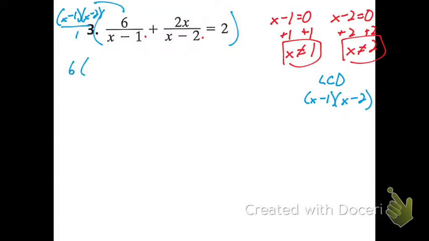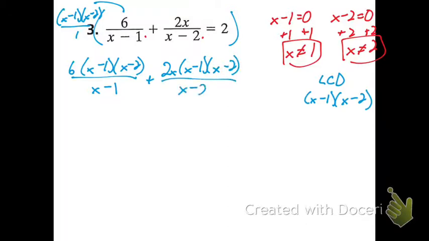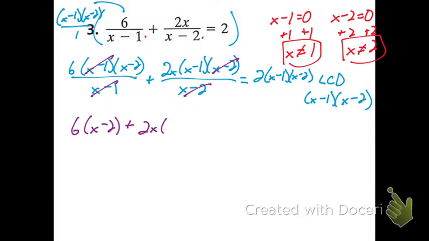I'm multiplying these two. 6 parentheses x minus 1, x minus 2, all over x minus 1, plus 2x, and then x minus 1, x minus 2, all over x minus 2, and then I have 2 parentheses x minus 1, x minus 2. All right, let me change color so it doesn't bleed over there. So, where things go, we have these two going, those two going. All right, those two are gone. So now I have 6 parentheses x minus 2 plus 2x with an x minus 1, and then equals 2 parentheses x minus 1, x minus 2.